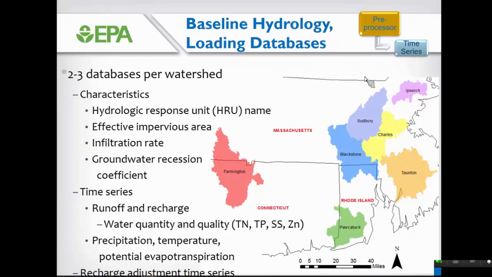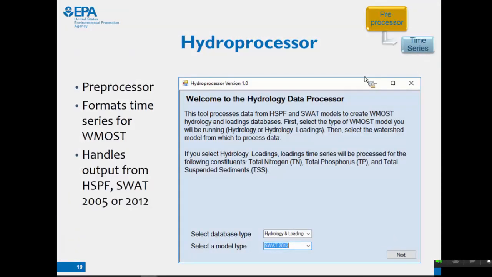The map on the right shows a subset of the watershed models that we have pre-processed and available for input. I mentioned the hydro processor. This is a standalone tool. Basically just formats the time series for WMOST. Right now it handles output from HSPF and 2 different versions of SWAT. The 2012 version of SWAT is the one that's used by EPA's HAWKS application, which allows users to set up SWAT models at the HUC 10 or HUC 12 scale across the country.